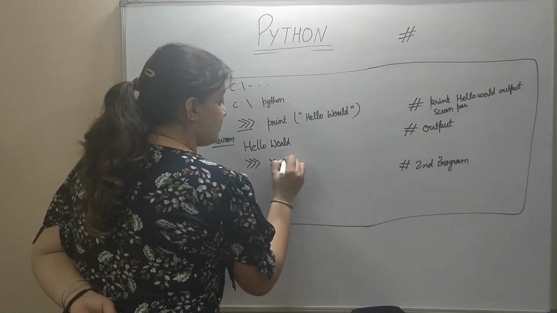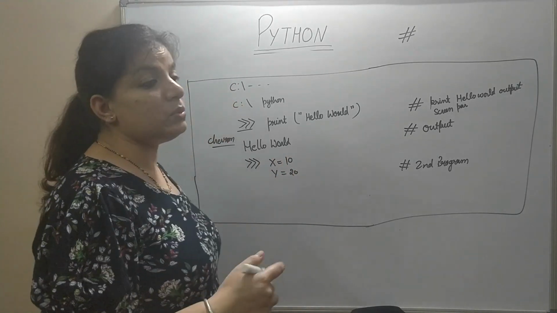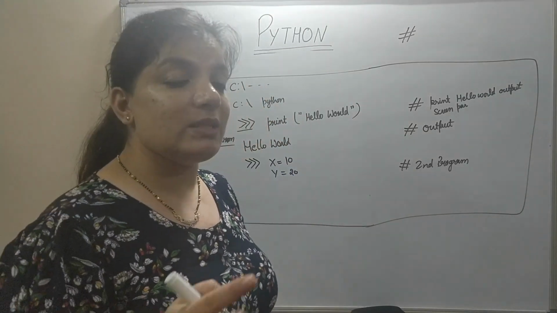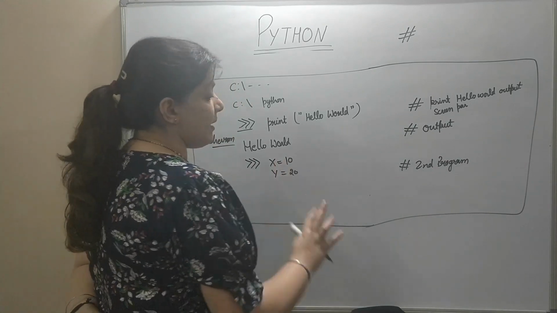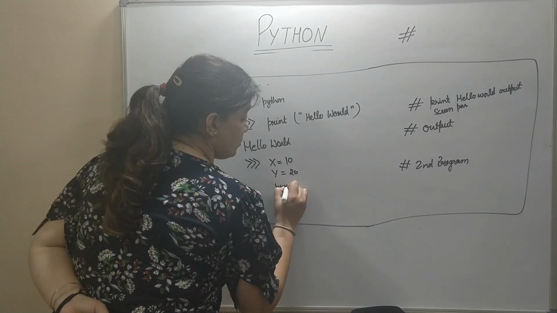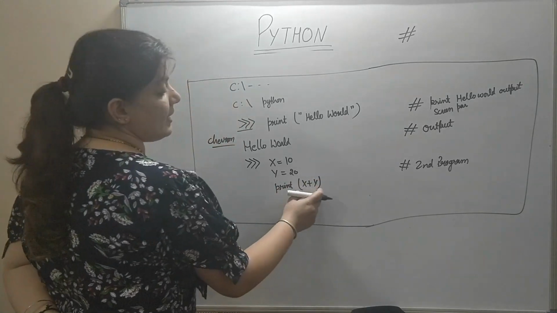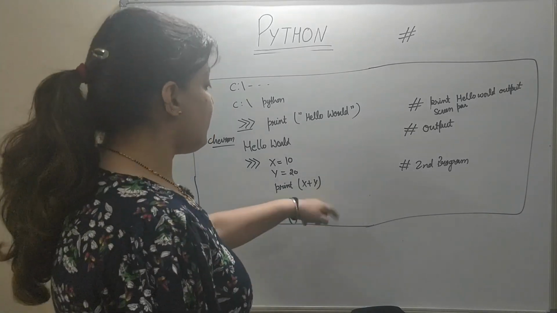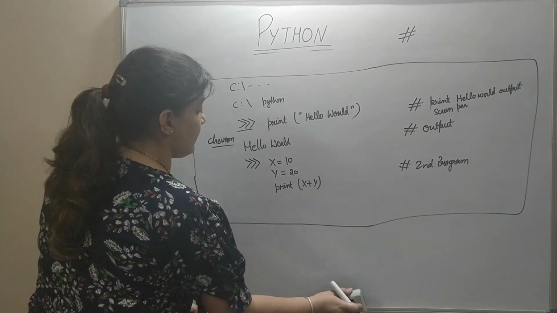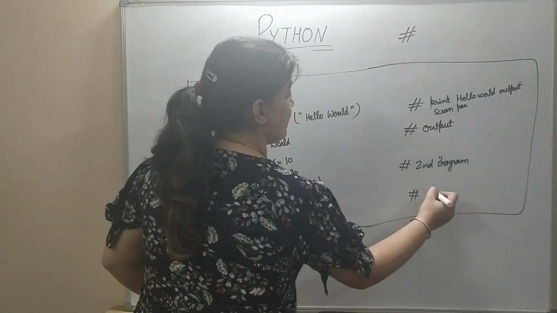Here I am taking two variables. As I told you in my previous tutorial, there is no need to declare variables in the Python programming language. We directly initialize the variable and use these values in our code. Here we want to do the sum of these two numbers, so I want to print x plus y. Now when we press enter, we get the output in the next line.